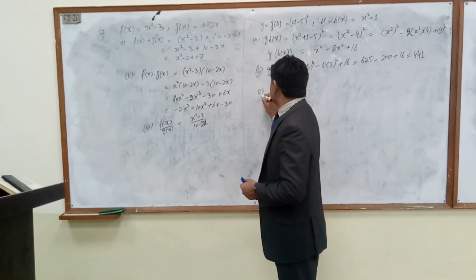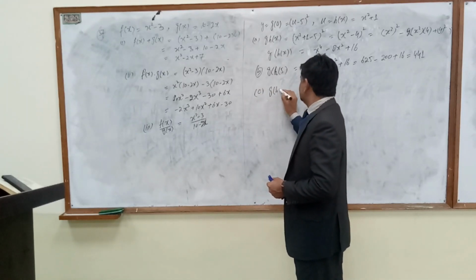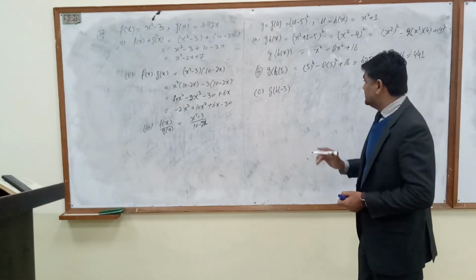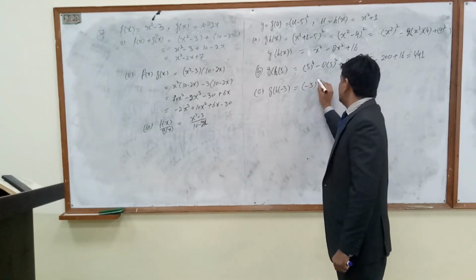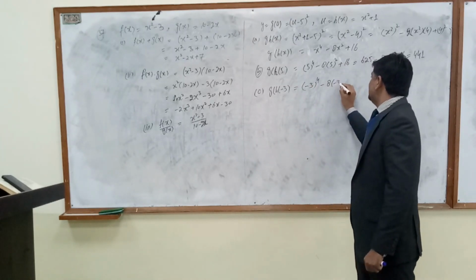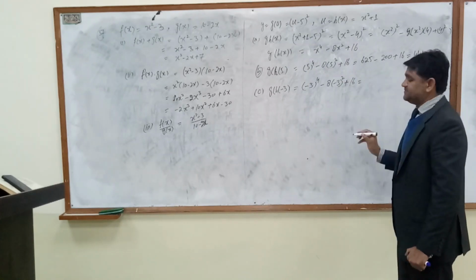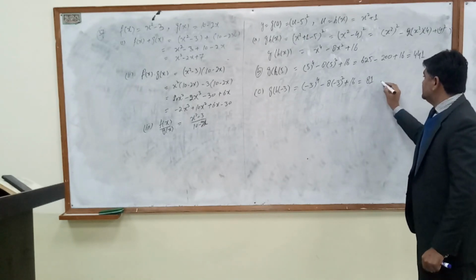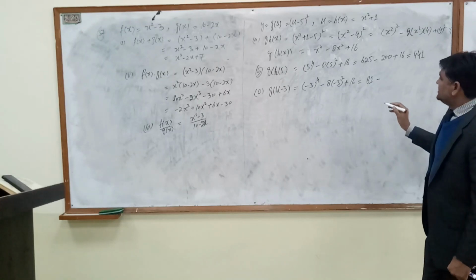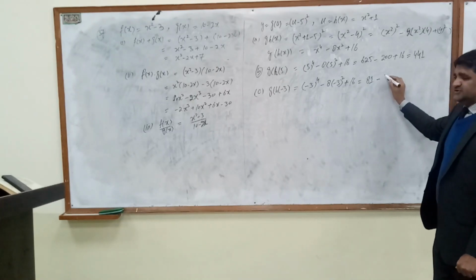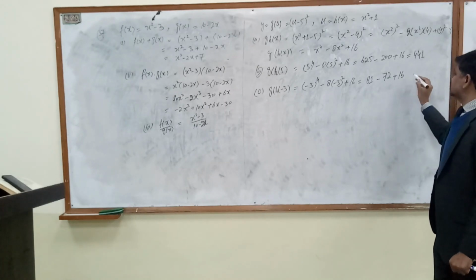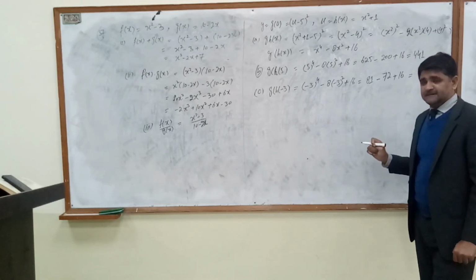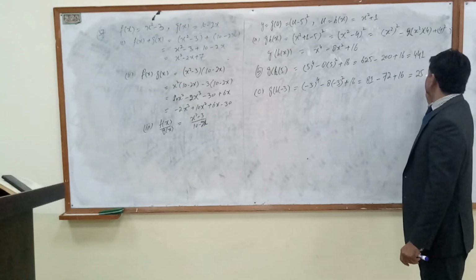Do we have part C? What's part C? g into h of minus 3. Here we have the value of x equal to minus 3. Very simple question. Minus 3 raised to power 4 minus 8 into minus 3 raised to power 2 plus 16. Minus 3 raised to power 4 is equal to 81. Then minus 9 multiplied by 8, 72. Then plus 16. What is the simplified value? 25 is the exact answer.